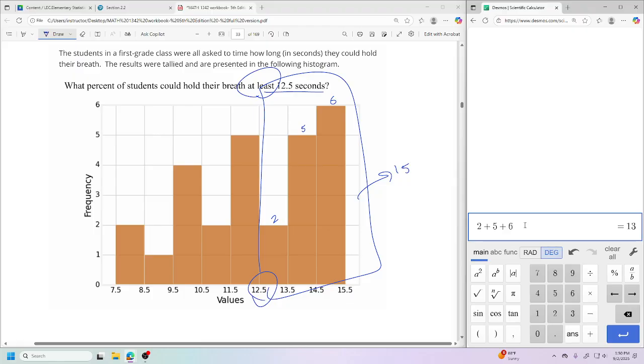Thank you. That's why I should probably do it in my brain instead of by calculator, right? Thank you. 13. Yeah, I mess up too. The math teacher messes up.